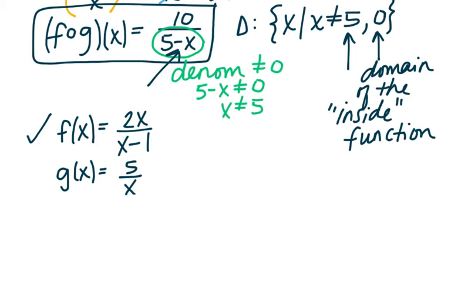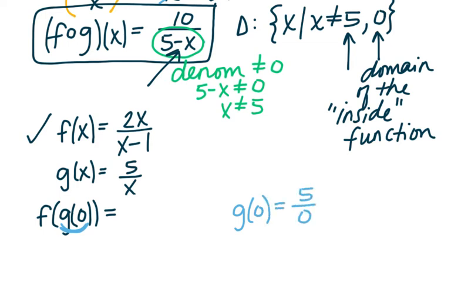Now let's do a similar check for 0. We said 0 was another value that we cannot have in the domain of this composite. So let's go ahead and compute f of g of 0 and see what would happen. Starting on the inside asks us to compute g of 0. That means we're substituting 0 into function g, which immediately gives us 5 divided by 0, which is undefined. So you can see right away why 0 is not in the domain of the composite, because 0 is not in the domain of that inner function that we would be starting with.